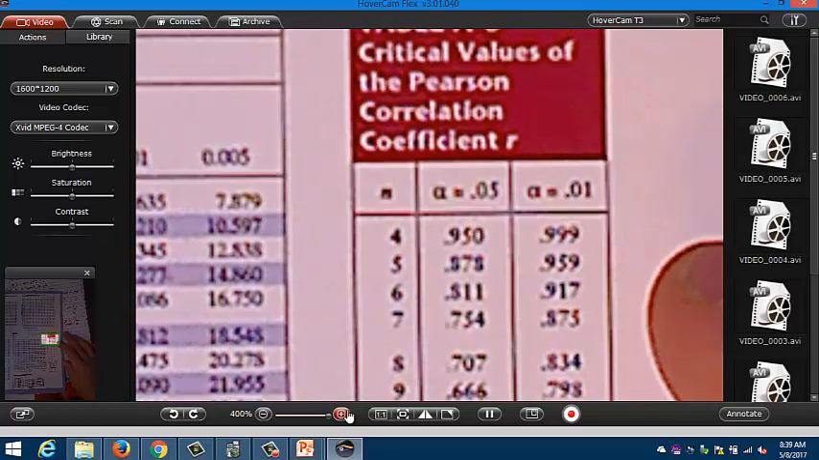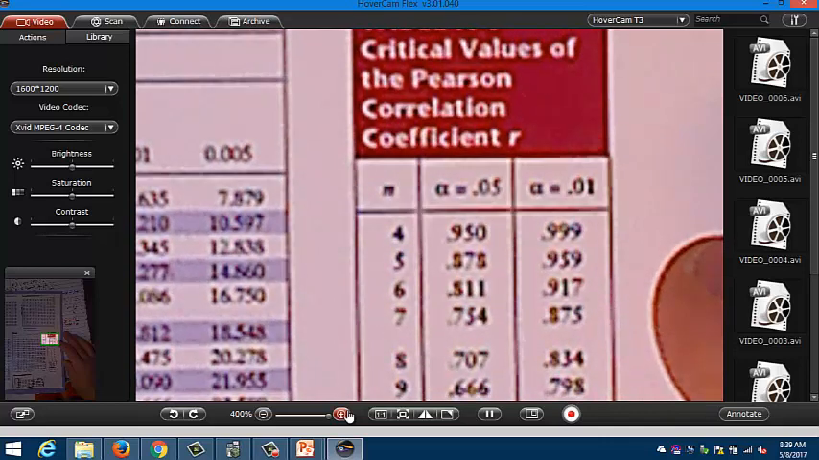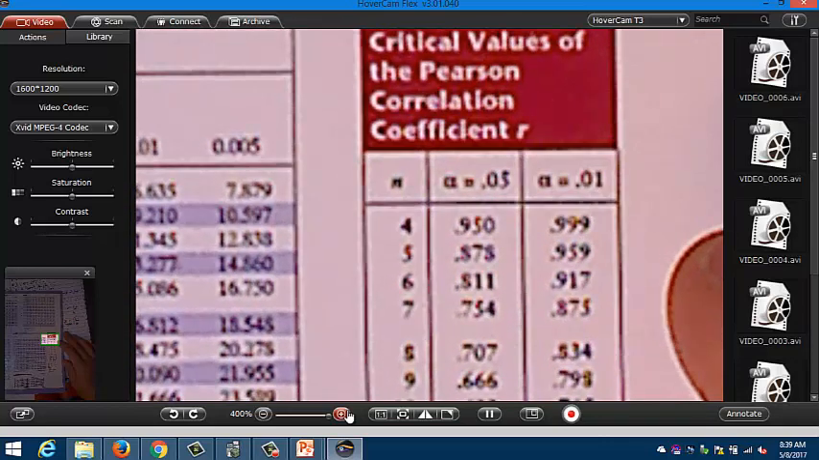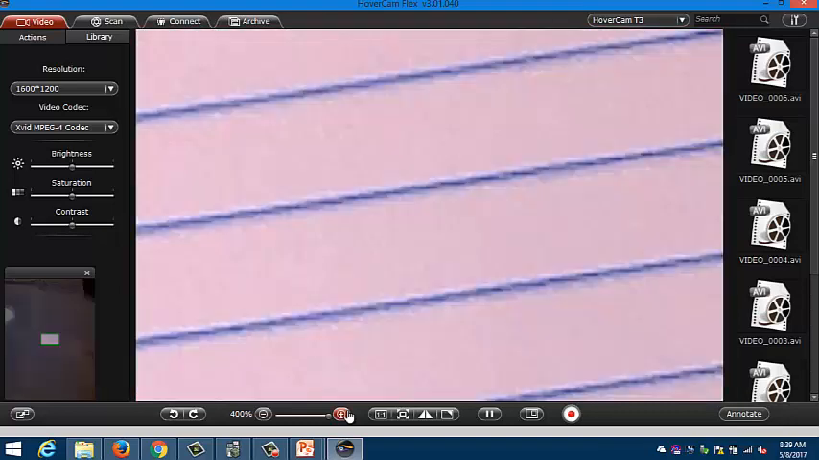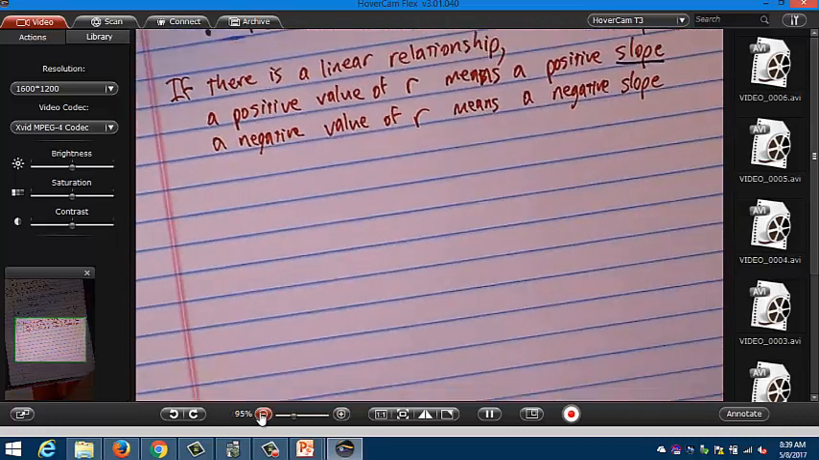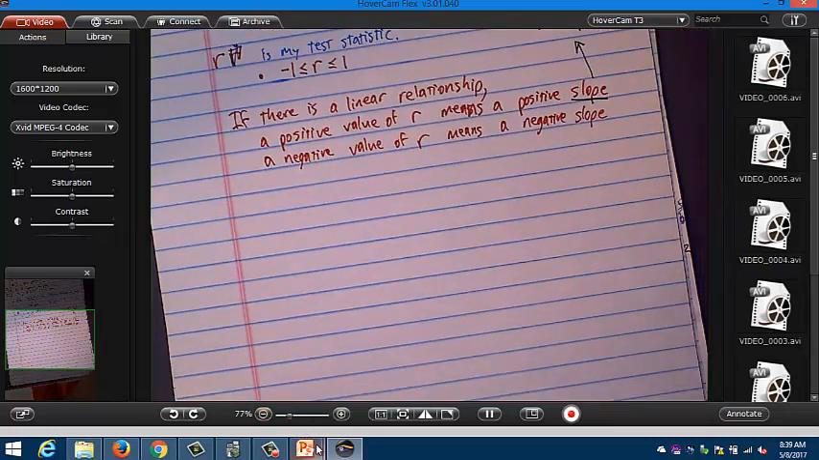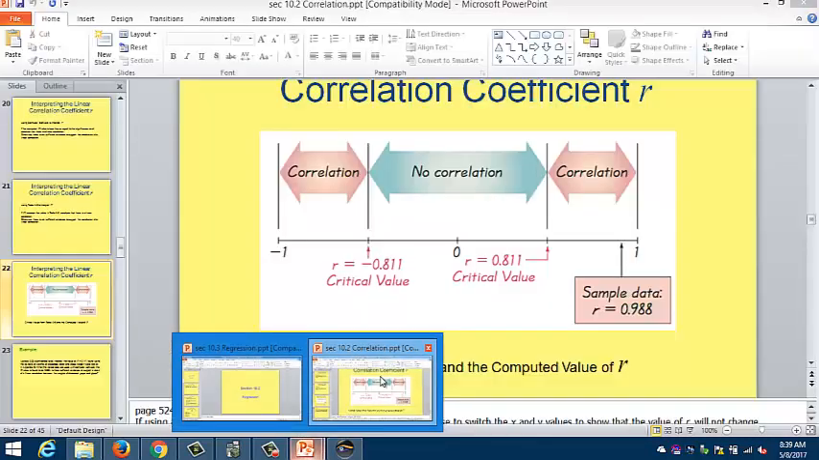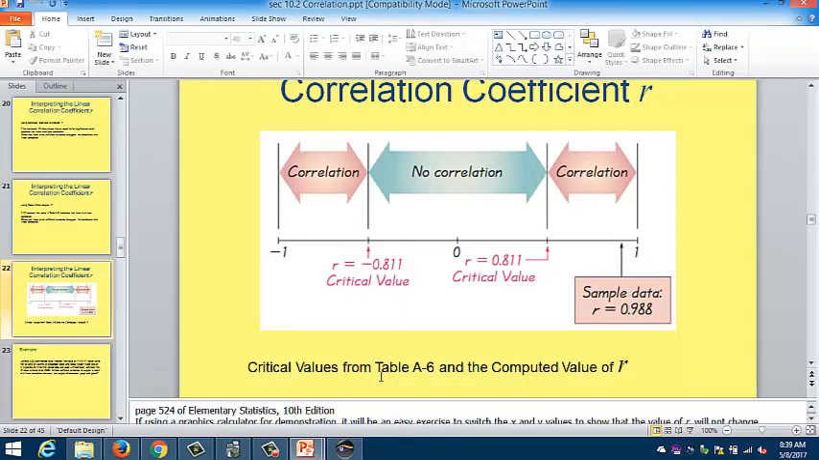Actually, I don't care which one we use, because what was our test statistic? We got R was 0.988, right? So in this particular problem, we are past the critical value. Even if you use the 1% significance level, you're past the critical value. And so what do we say? We say there is a correlation.